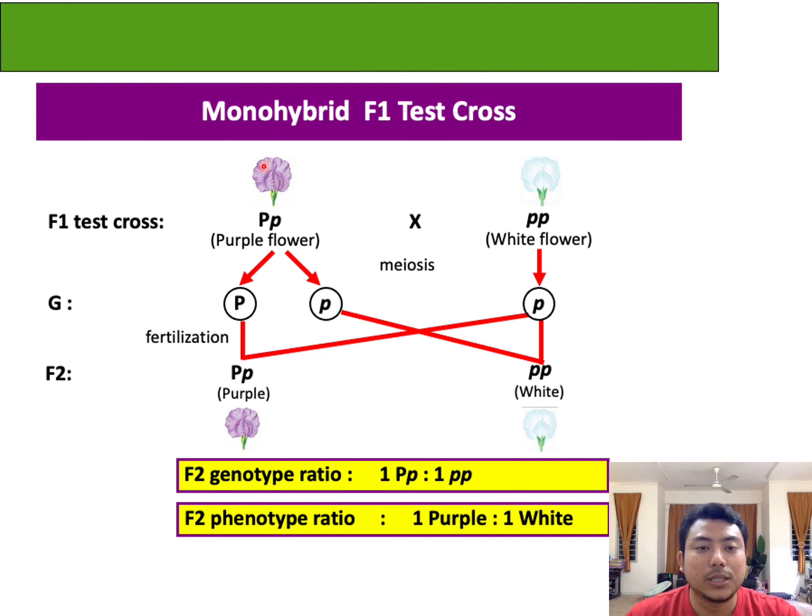Okay, so this is a monohybrid F1 test cross, basically showing what I've told you earlier. And so the genotype ratio is always 1 to 1, maknanya satu P besar P kecil dan satu lagi P kecil, for the heterozygous parents, and the phenotype ratio is 1 to 1, i.e. 1 purple and 1 white. Ini kalau parent dia adalah heterozygous. If the parent is homozygous, the answer for here is all purple, mana 100% purple.